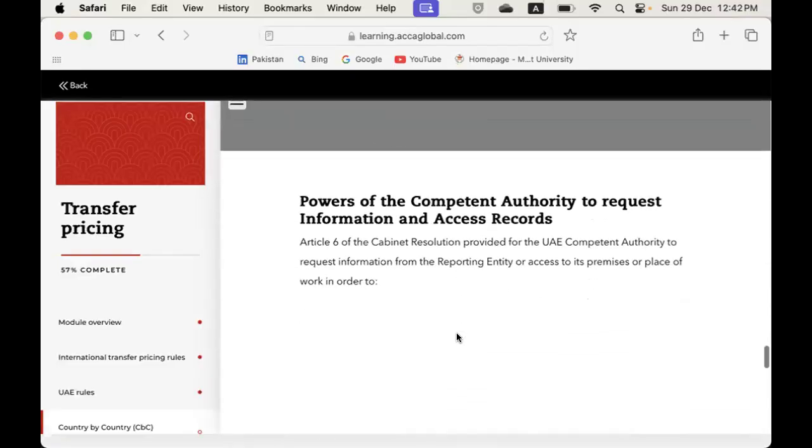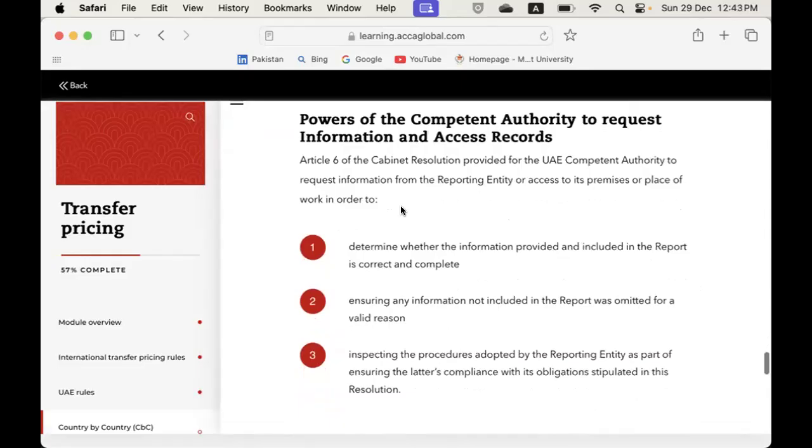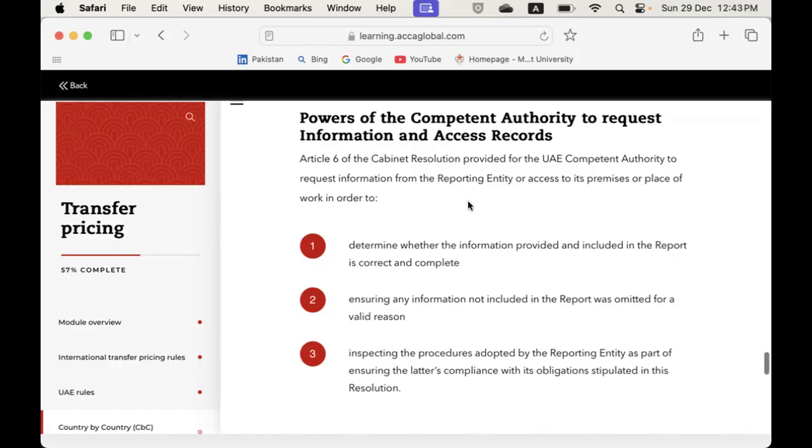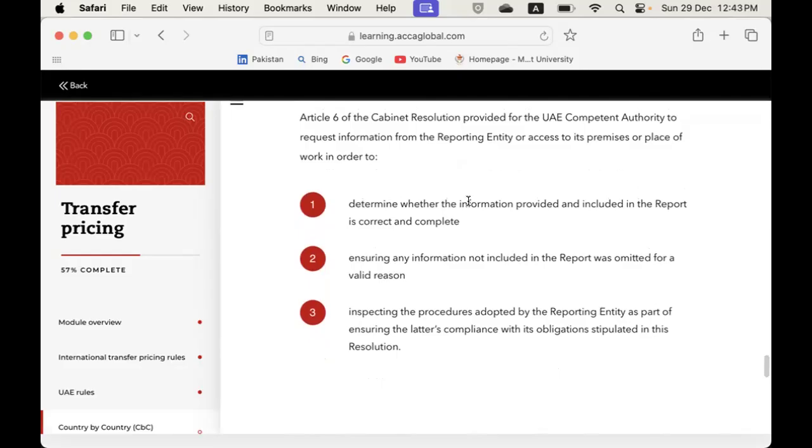Now, we are coming to records and penalties that are applicable to transfer pricing. Powers of the competent authority to request information and access. Article 6 of the Cabinet resolution provides for the UAE competent authority to request information. It's not only Article 6 of the Cabinet resolution, but as a matter of fact, the UAE corporate tax decree law also requires this from the reporting entity. But that decree law talks about the entire tax matters, whereas this cabinet resolution was purely for CBCR, country by country reporting. So, entities must provide information under this cabinet resolution.